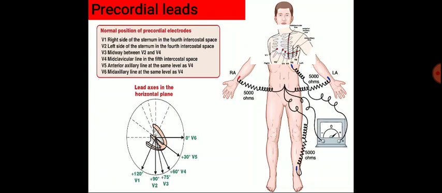Precordial leads. The normal positions of the precordial leads are: lead V1 in the right fourth intercostal space just near the sternum, V2 in the left fourth intercostal space just near the sternum, V3 halfway between V2 and V4, and V4 in the left fifth intercostal space at the mid clavicular line. V5 is situated in the left fifth intercostal space at the anterior axillary line, while V6 is situated in the left fifth intercostal space at the mid axillary line.